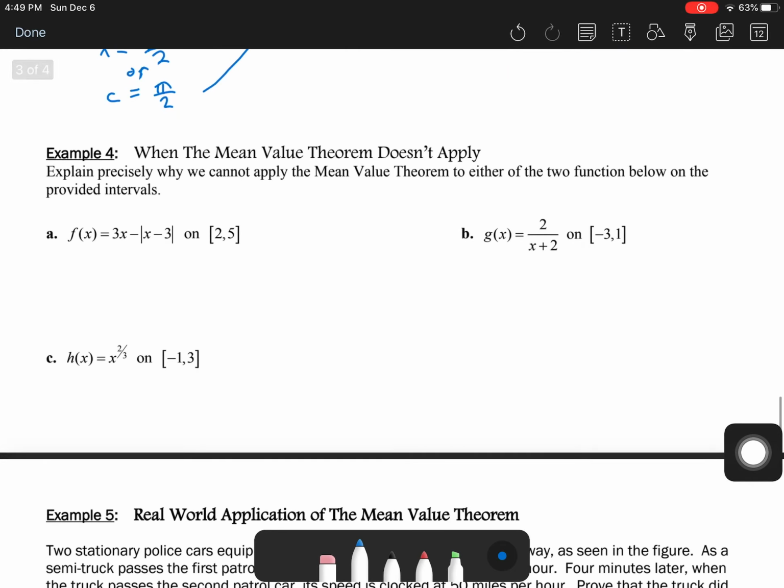Okay, example 4, they're telling us that the mean value theorem does not apply.